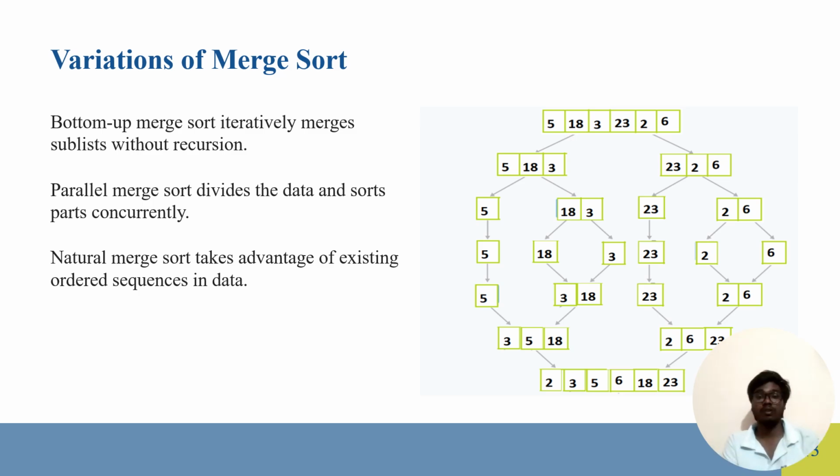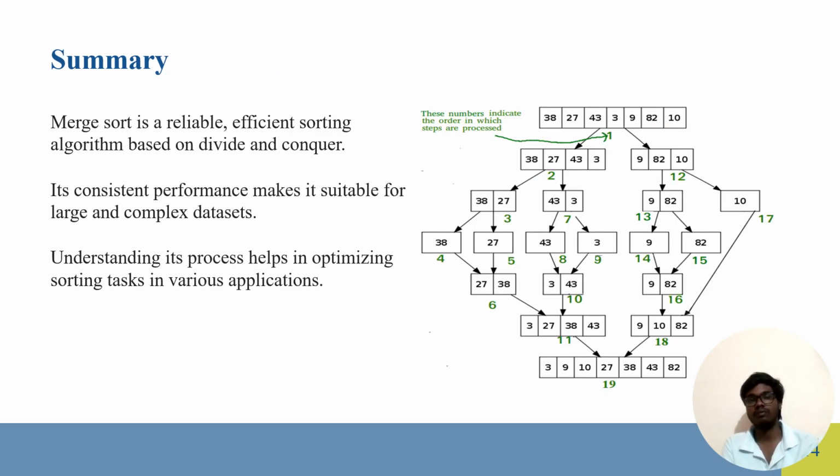In the variations of merge sort, bottom-up merge sort iteratively merges sublists without recursion, and the parallel merge sort divides the data and sorts parts concurrently. Natural merge sort takes advantage of existing order in the data. Here there are also some variations in the method, such as the bottom-up method, which is used for sublists without recursion, and the parallel method divides the data so parts are sorted concurrently, and we have many variations in merge sort.